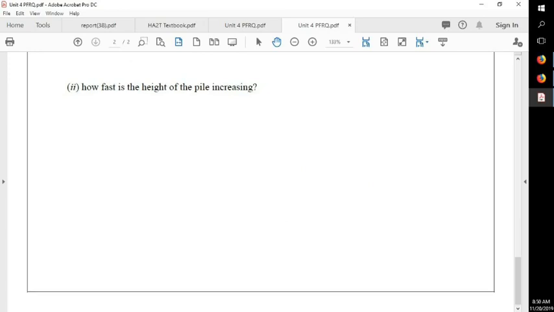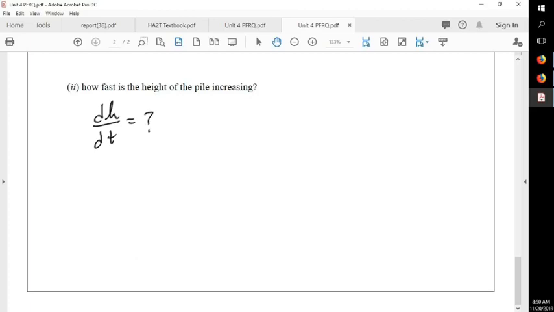Thanks, Penny. Okay, now we've been working to understand this problem as we go. And one of my tips is make sure you write down what you're looking for before you start trying to look for stuff. So, look at this. It says, how fast is the height of the pile increasing? Acknowledging that you're looking for this is very important.